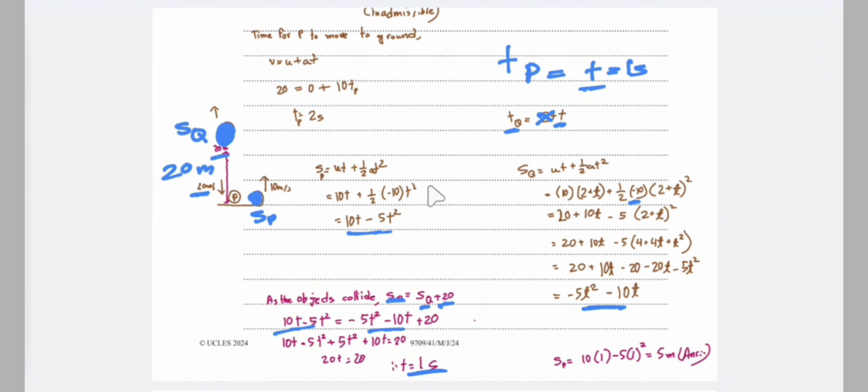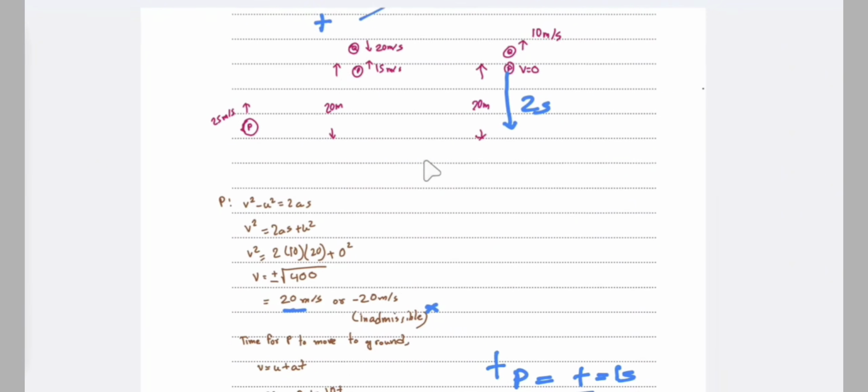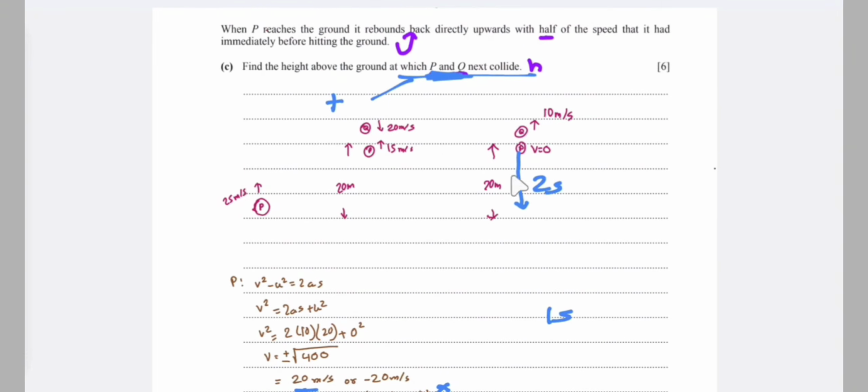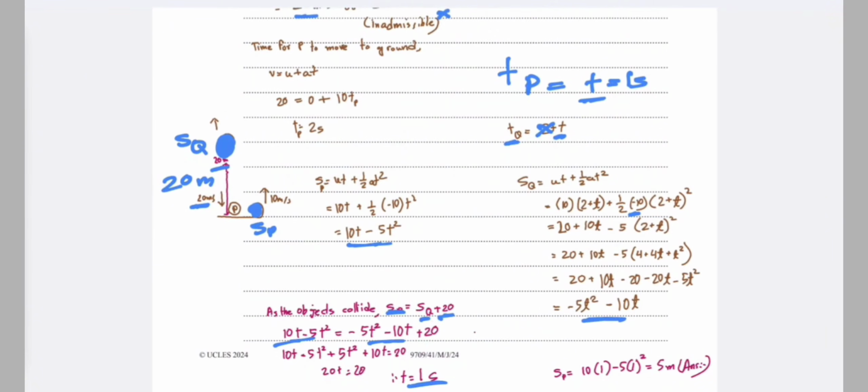So now the next collision occurs when time t is equal to 1 second. Now find the height above the ground. You have to remember that the height above the ground. So what is the height above the ground?